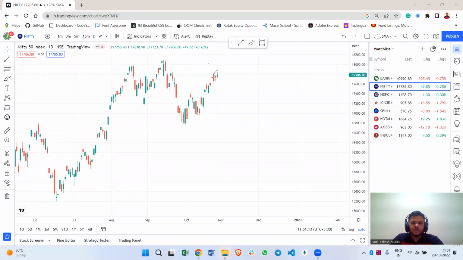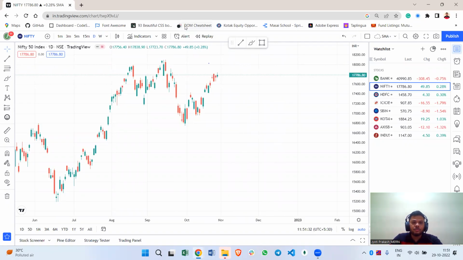17,786. And if tomorrow the market opens around 17,800, and let's assume it opens gap up above 17,850, then we're going to take a trade for buying, and our immediate first small target will be 17,920 to the round level 18,000.